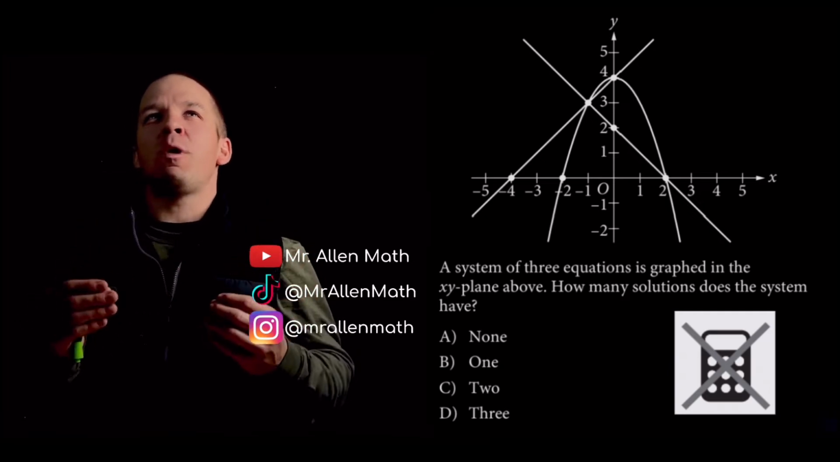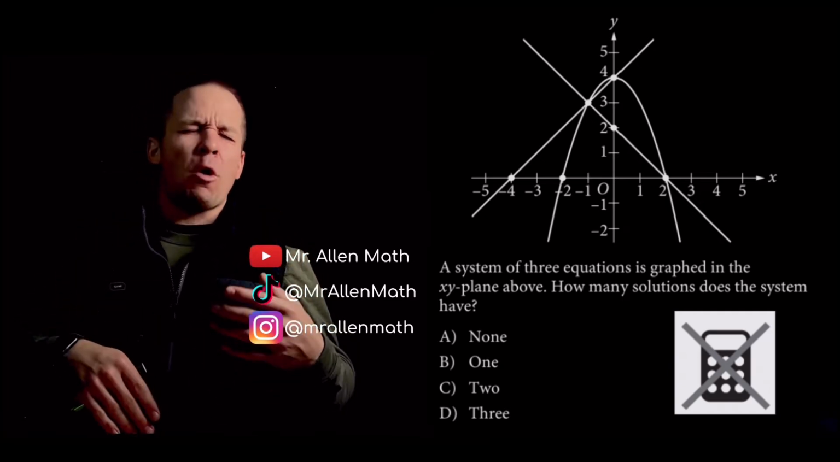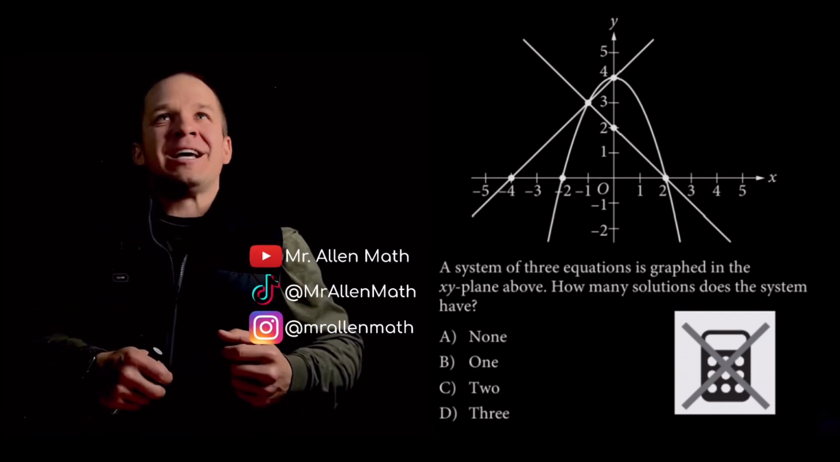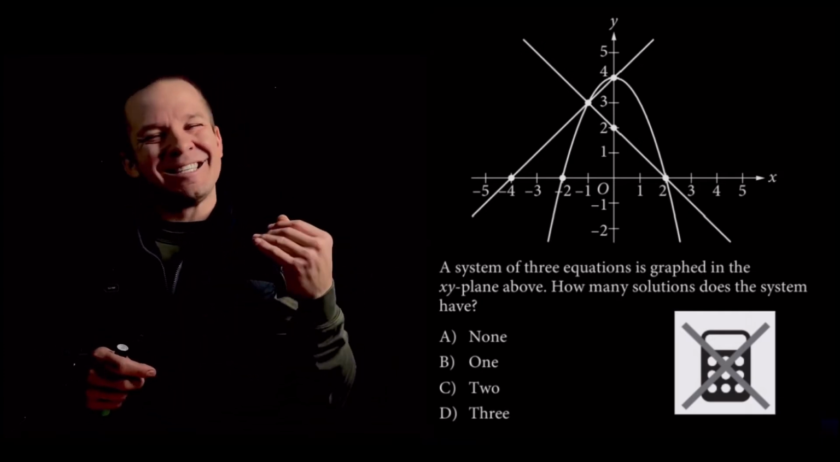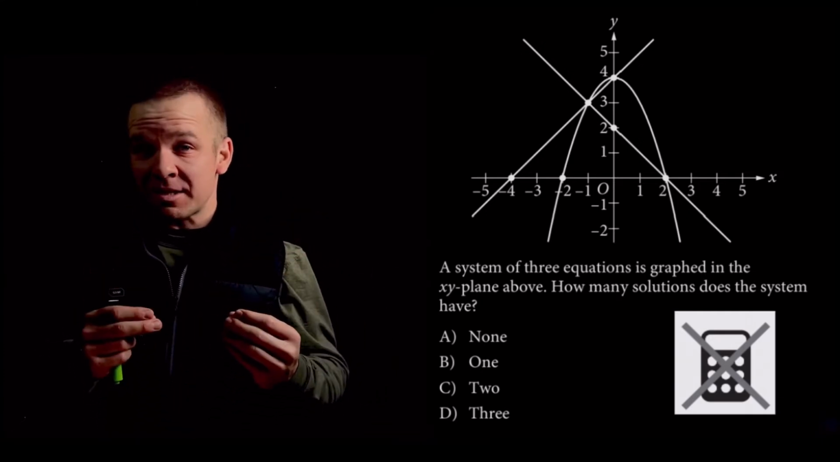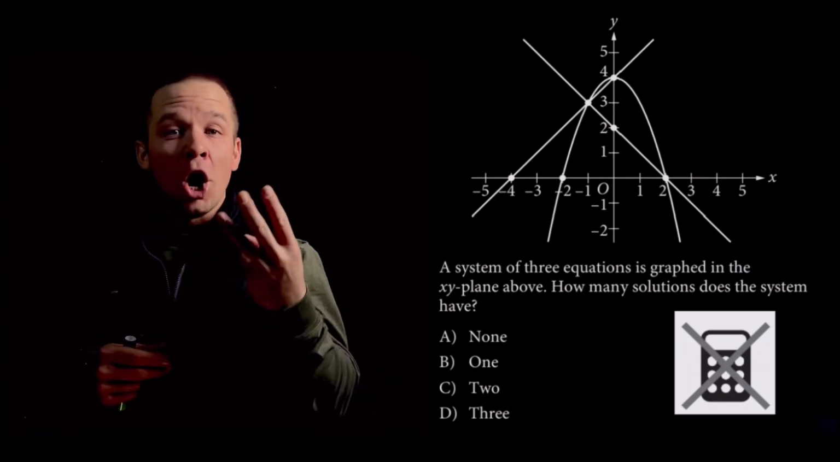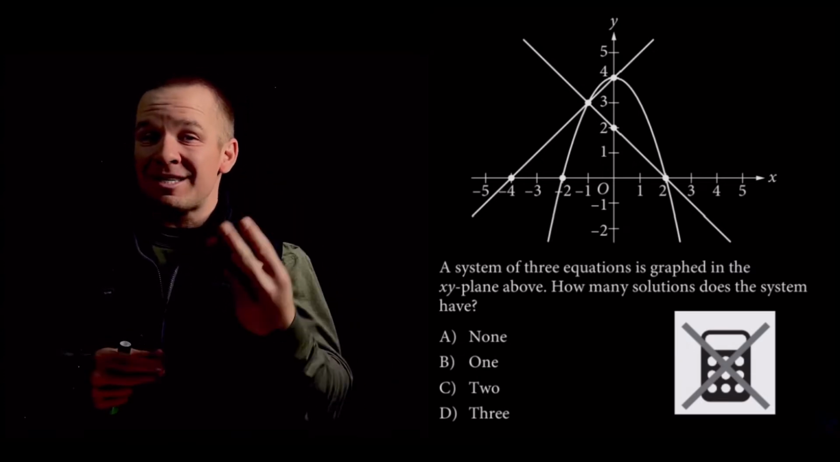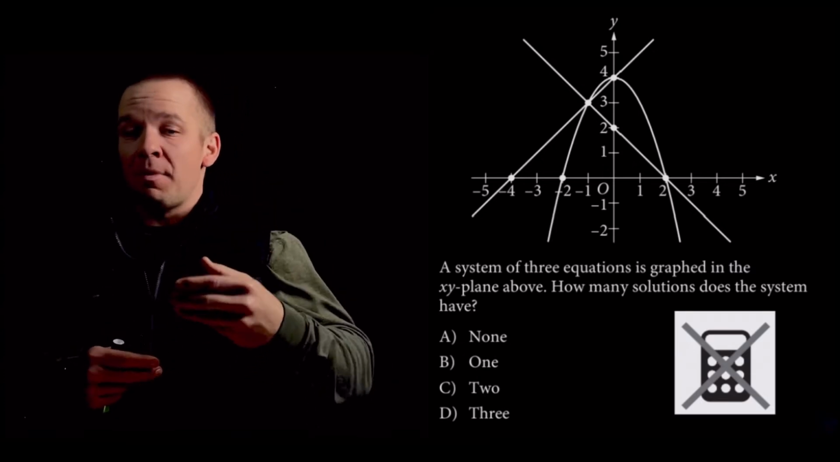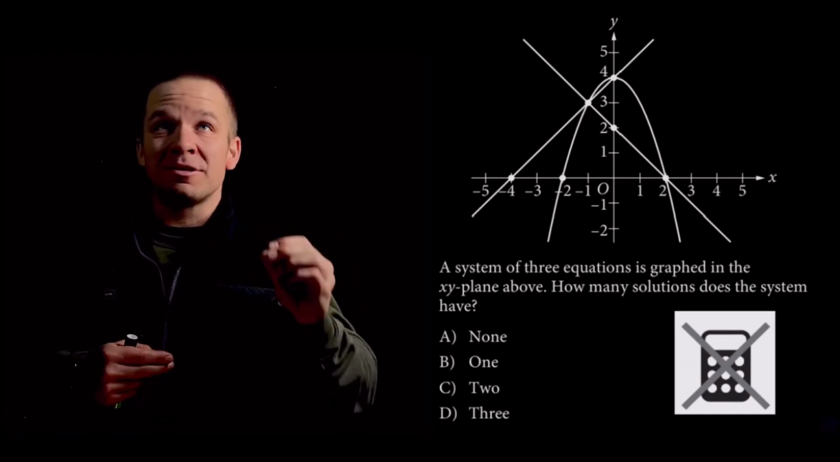A system of 3 equations is graphed in the xy plane above. Oh man, 3 equations. How many solutions does the system have? Now, since this is a system of 3 equations, all 3 equations need to intersect to be a solution to that system of 3 equations, not just 2 of them.